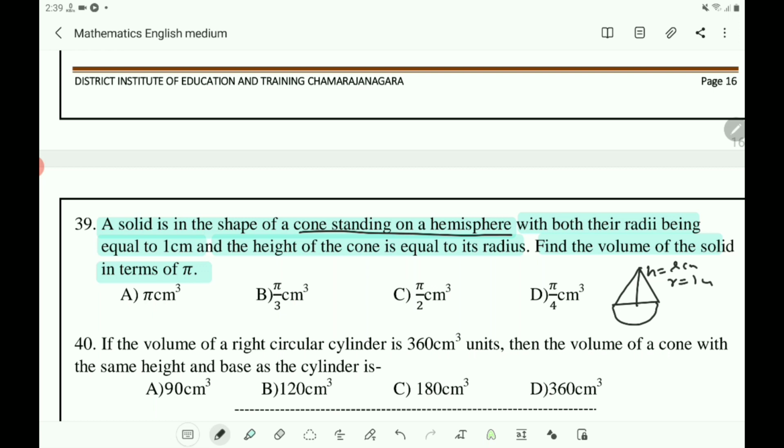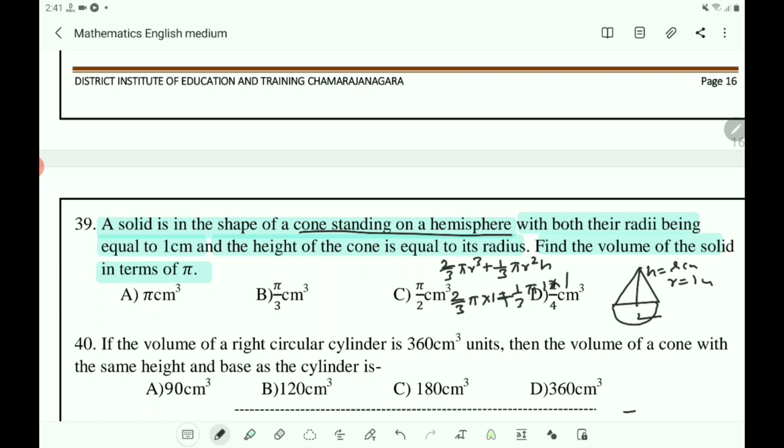Find the volume of the solid in terms of pi, and you know the formula. Here you write the formula for the volume of the solid formed. So volume of the hemisphere is 2 by 3 pi r cube plus 1 by 3 pi r square h. That is the volume of the cone. Then you take 2 by 3 pi, r means 1, 1 cube, 1 you will get. 1 by 3 pi, again here r square means 1, h means 1.